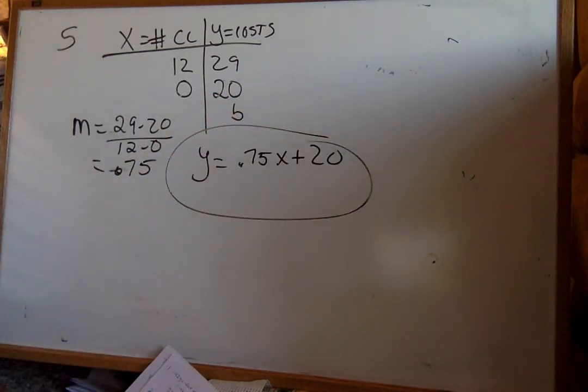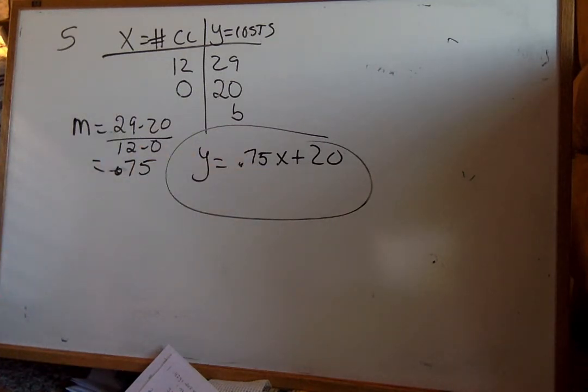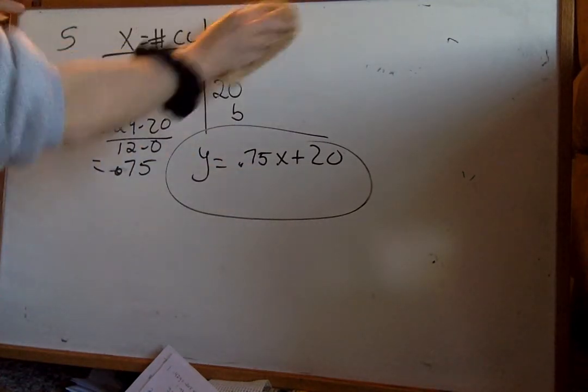So apparently every cupcake costs 75 cents. That's what that slope is telling you. There's an initial cost of $20, and then every cupcake is 75 cents. All right, let's do 6.